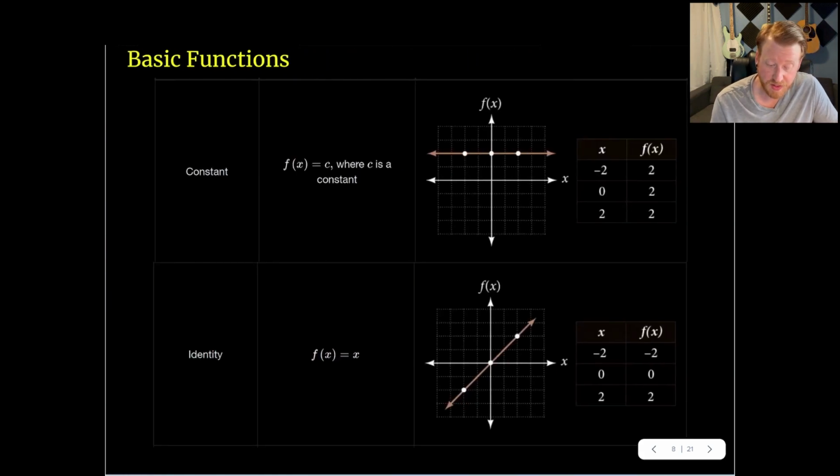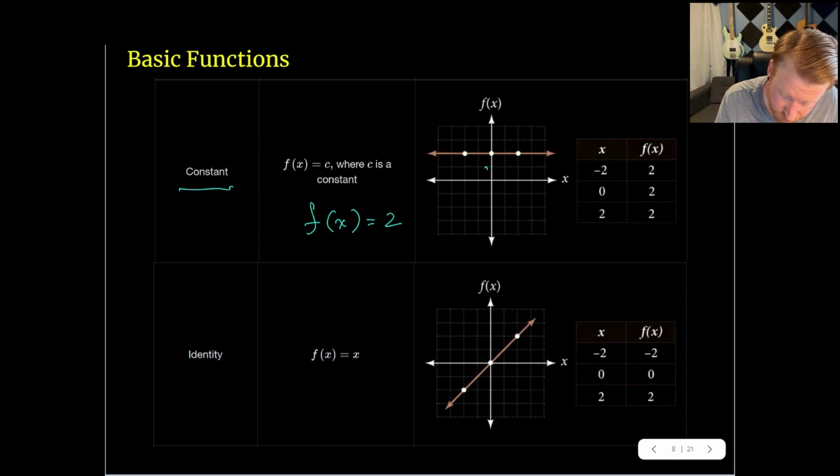So we've got a list of some basic functions here that are going to pop up over and over again. It's nice to know the general properties of some of these functions and how to quickly graph them. It will be helpful to us moving forward. The first one here is the constant function, which says no matter what the input value is, the output is just some constant value c, where c is the constant. In this example, it looks like f of x equals 2.